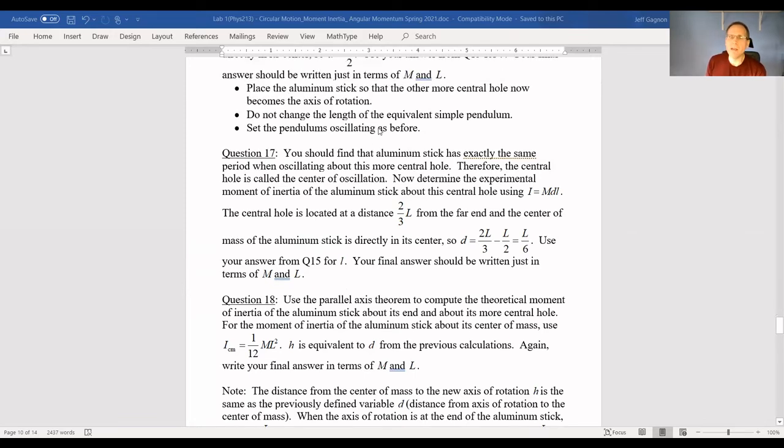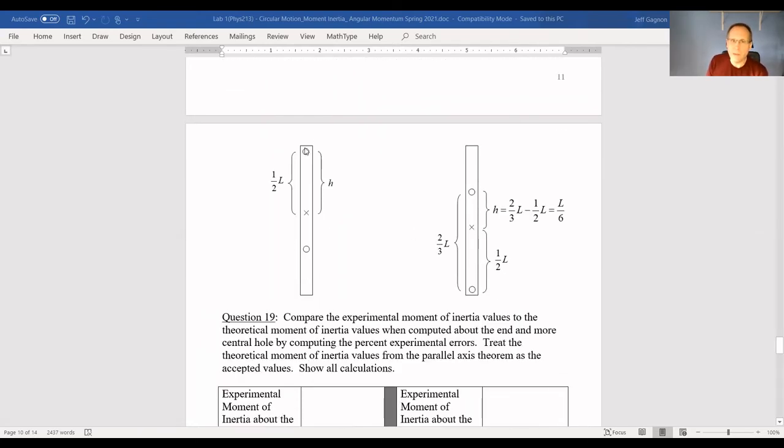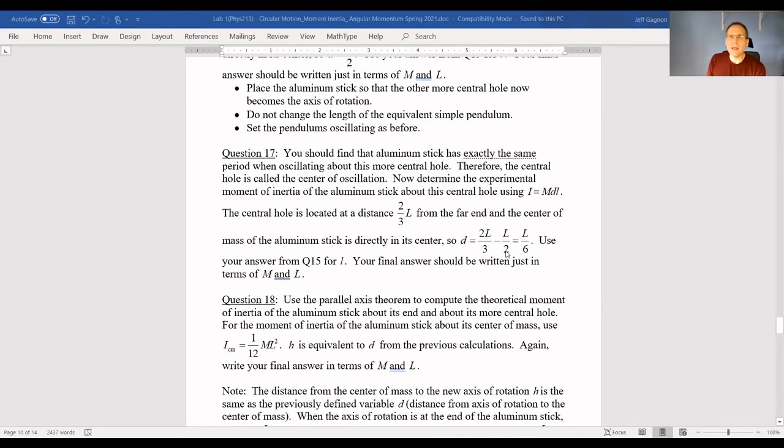Question 17. Now what you do is you change the location of the axis of rotation. It's no longer rotating about the end, but about the more central hole. Let me show you the picture here. Here it was rotating about the end. Now you're going to rotate about this more central hole. You should find that the aluminum stick has exactly the same period when oscillating about this more central hole. Therefore, that more central hole is called the center of oscillation.